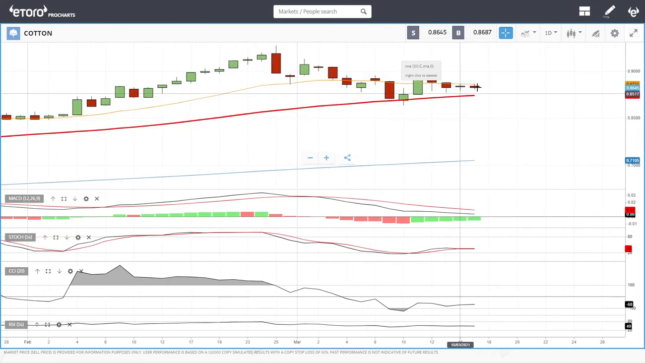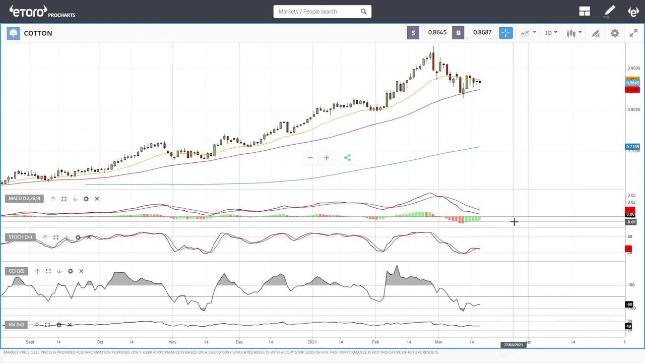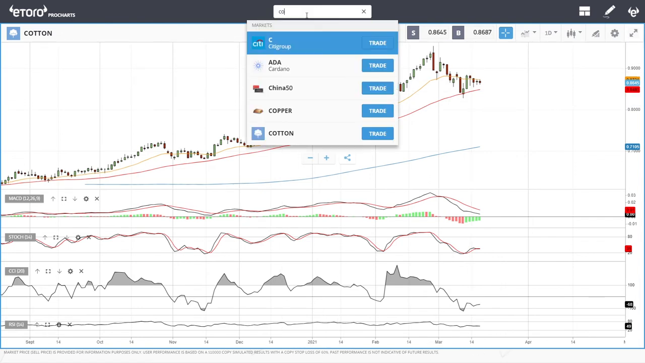So cotton continues to just stay within the same area. We're not rallying above the 20 exponential. We're not breaking below the 50. We're stuck right here in the middle. Technical indicators, they are either bearish or flat at this current stage. So a break above the 20 exponential could open the door to the previous highs here. A break below the 50, that could open all the way down towards 0.8. So let's look at COA.